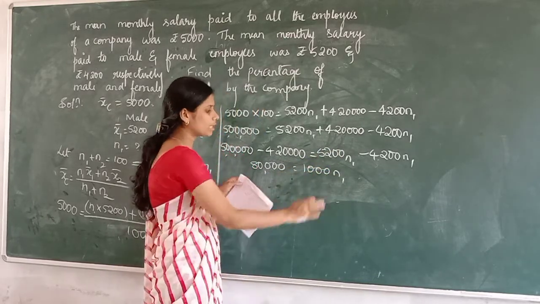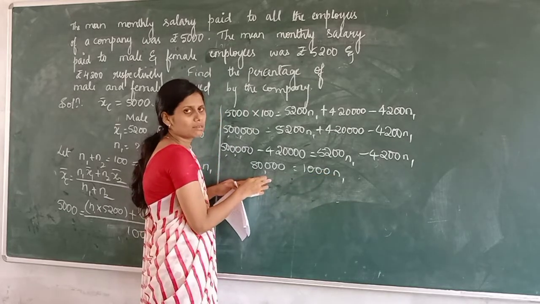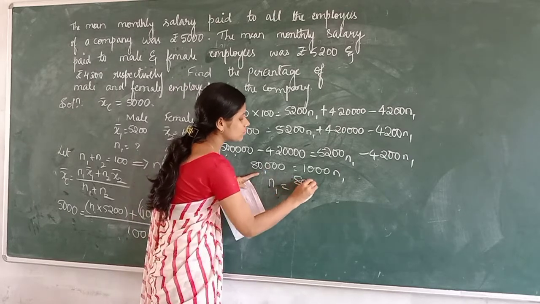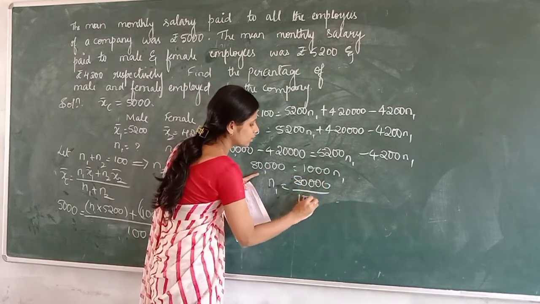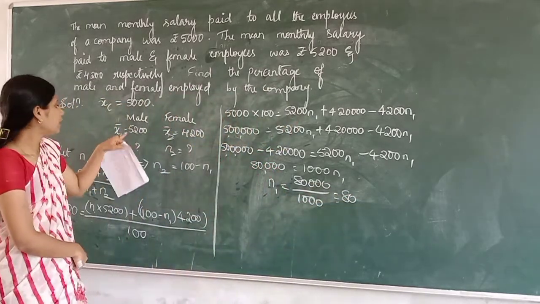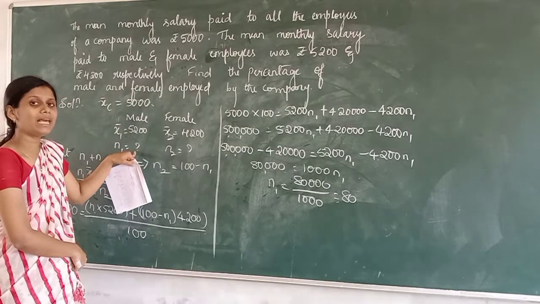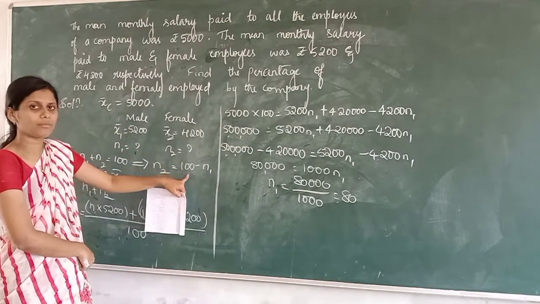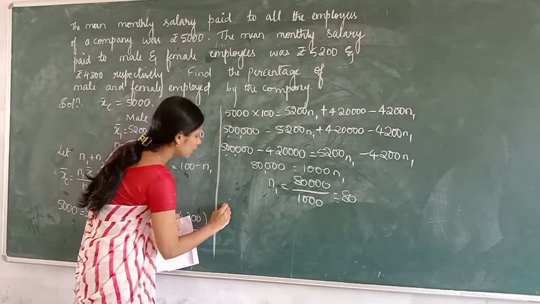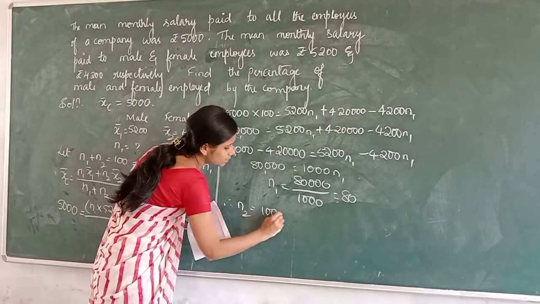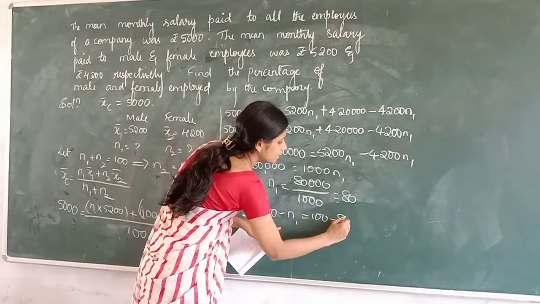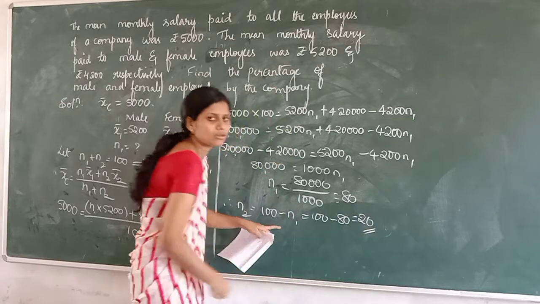Now we keep N1 as it is and take this value to the other side. Into will become divided by, so N1 is equal to 80,000 divided by 1,000. When you divide it, the answer comes to 80. N1 is the number of male employees. So we can easily calculate the number of female employees, that is N2. N2 is equal to 100 minus N1. We know the value of N1, so 100 minus 80 is equal to 20. So the N2 value is 20.